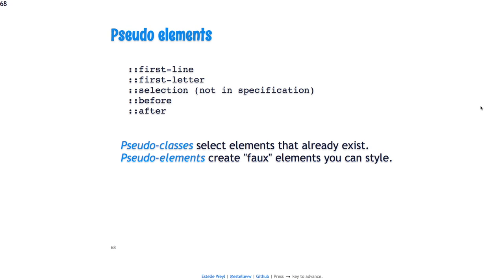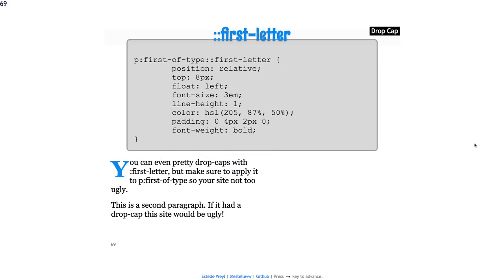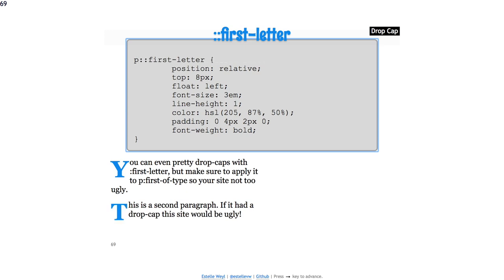The one before, which was pseudo classes, actually hit a DOM node, right? Based on not a class, but some other attribute. These are actually kind of creating fake elements. So we have first letter. And in this case, I did the first letter that is the first letter of a paragraph that is the first of its type. And the reason that I want to do that is because if you don't do first of its type, you get a really ugly page really fast.